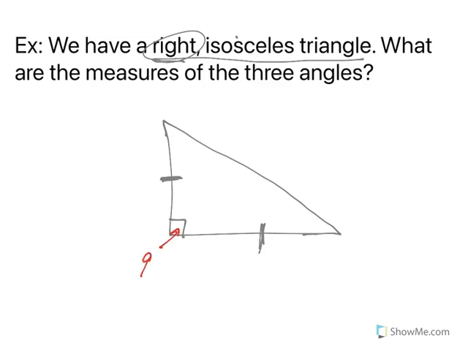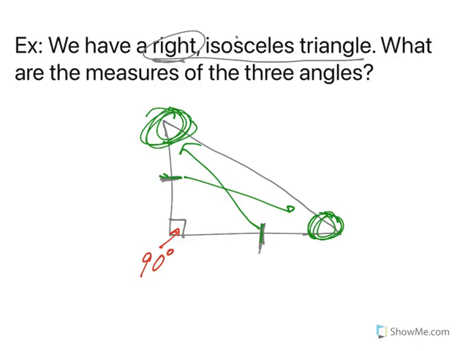Well, we know that the right angle is 90 degrees, right? Because that's the definition of a right angle. The other two, well, since we have an isosceles triangle, that means these two sides are the same. That also means the opposite angles are the same. So these two angles are equal. And let's just say both of these are x, since we know they're the same value, we know that x plus x plus 90 equals 180, right? Because 180 is the total.